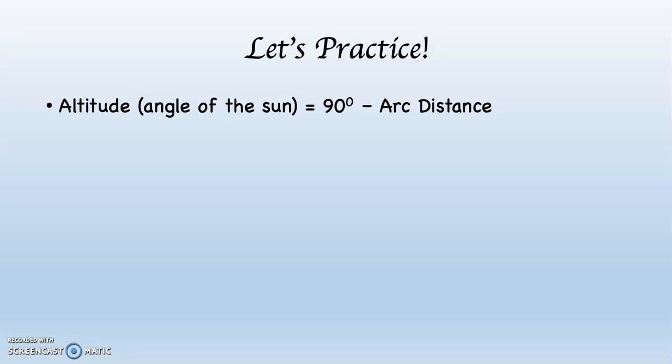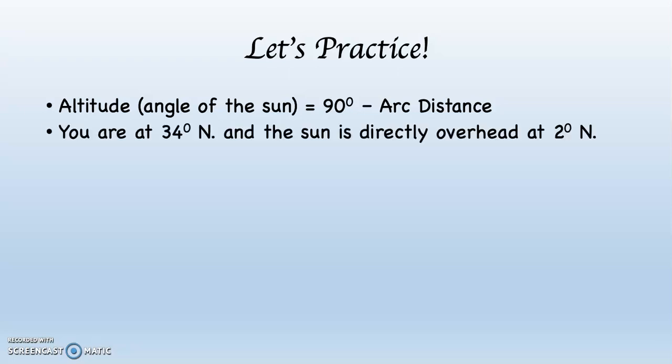Remember, arc distance is the distance from wherever you are on the planet to wherever the subsolar point is. And we measure this in degrees of latitude. So let's assume the following. You are at 34 degrees north, and the sun is directly overhead at 2 degrees north, okay?